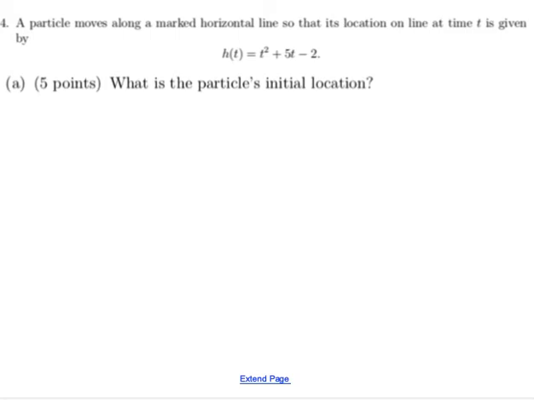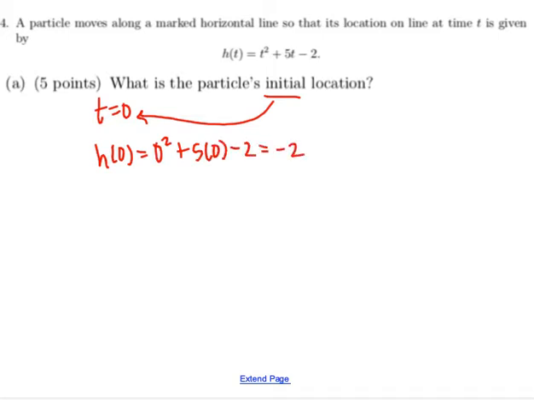All right, last page. A particle moves along a marked horizontal line so that the location on the line at time t is given by h of t. What is the particle's initial location? Should be familiar from your 2.1 worksheet. How do you guys find somebody's initial location? Yeah, initially you start out when your time is equal to 0. That's your initial. So I do h of 0. So I'd have 0 squared plus 5 times 0 minus 2.